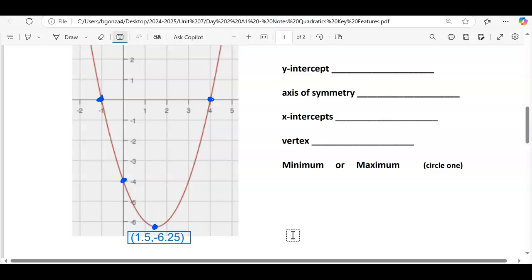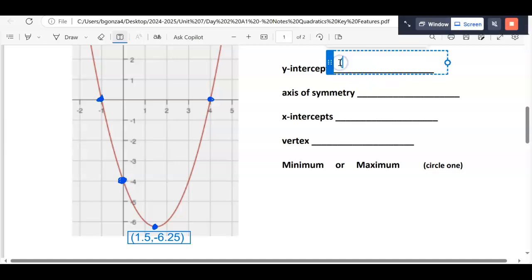Okay, so let's fill in these blanks. What is the y-intercept? Where does it cross the y-axis? What do y'all think? Right here, right? Should I just put -4? No, I want an ordered pair, a coordinate point, x comma y. So it's going to be (0, -4). Cool.